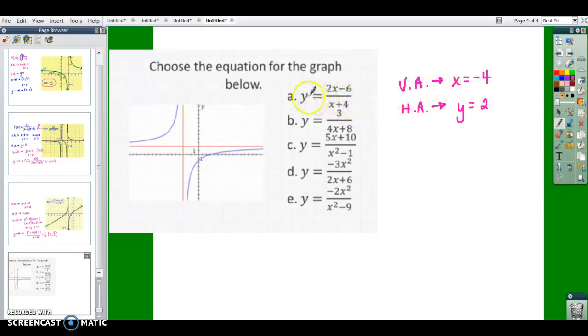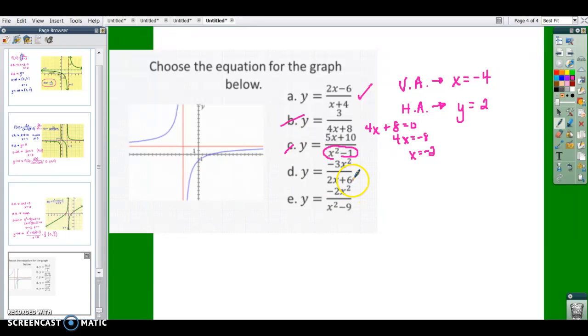So if I look at choice A, if I set that denominator equal to 0 and solve that, x plus 4 would give me x equals negative 4. So I know that's a possibility. Choice B, 4x plus 8, if I set that equal to 0 and solve it, 4x equals negative 8, I get x is negative 2. Well, that's not what I have in my graph as my vertical asymptote, so I know I can eliminate choice B. In letter C, I would get plus 1 or negative 1 in my denominator right there, so I know that's not going to be it.